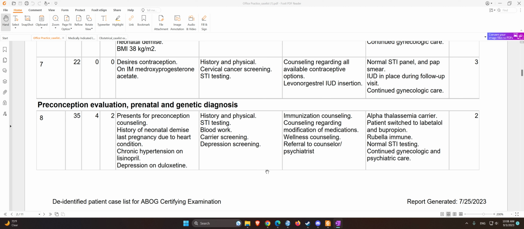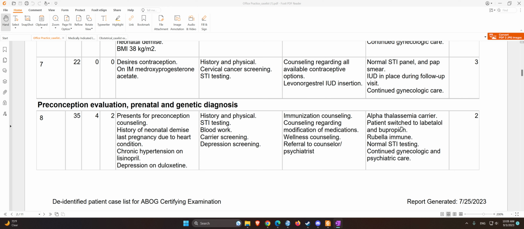Patient number 8. This patient was on lisinopril, and you switched her to labetalol. Why did you do that? The exposure of the neonate during the early period of embryogenesis to lisinopril is not recommended, and it may result in severe adverse outcomes and birth defects, including renal agenesis.